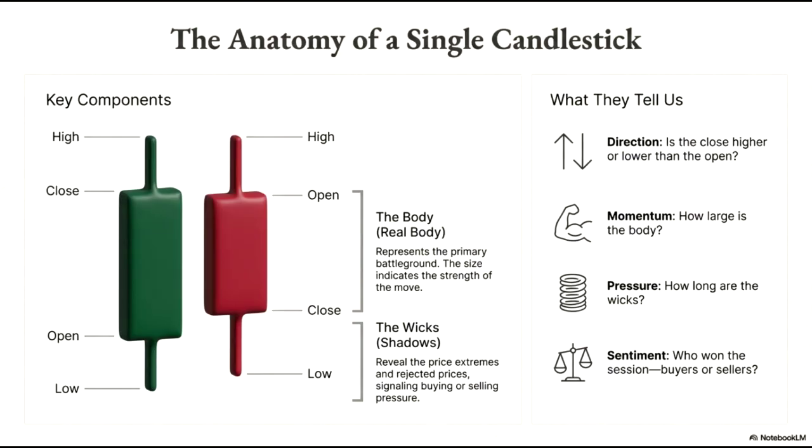The center part is called the real body. This represents the primary price action. The size of the body tells us about momentum. A larger body indicates a much stronger move.